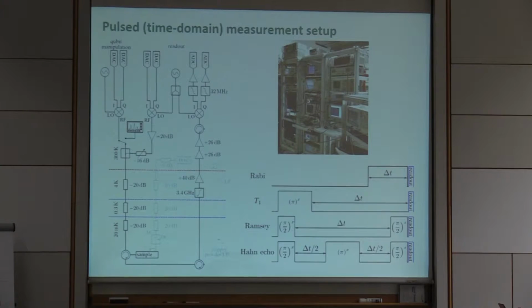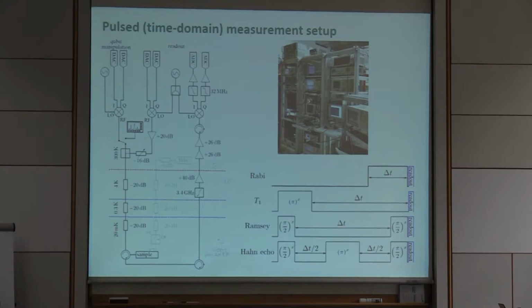Here are typical sequences. The first measurement you probably do is just a Rabi measurement, which means you apply a microwave drive to the qubit for a certain time, delta t, and then read out the qubit. Readout means we apply a tone to the readout resonator and digitize it.